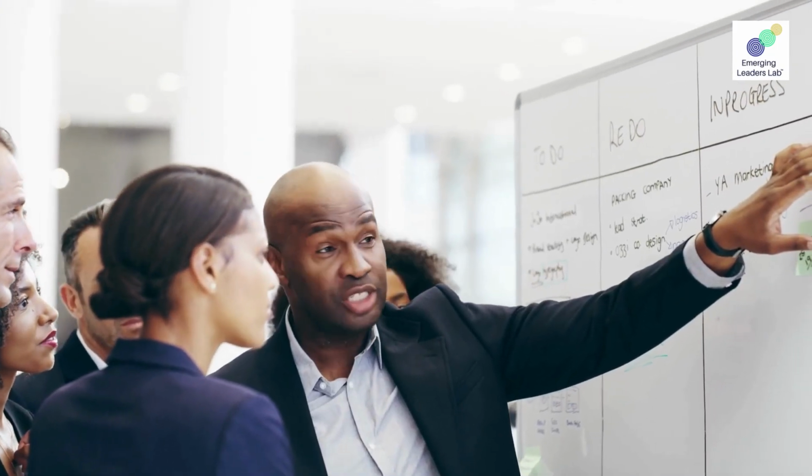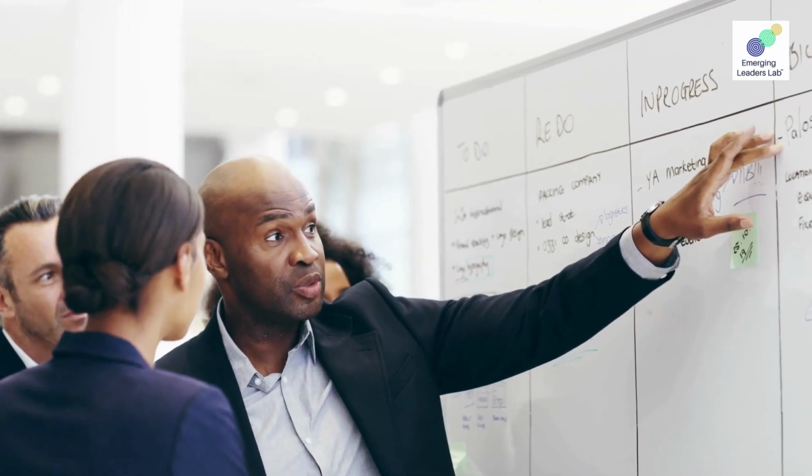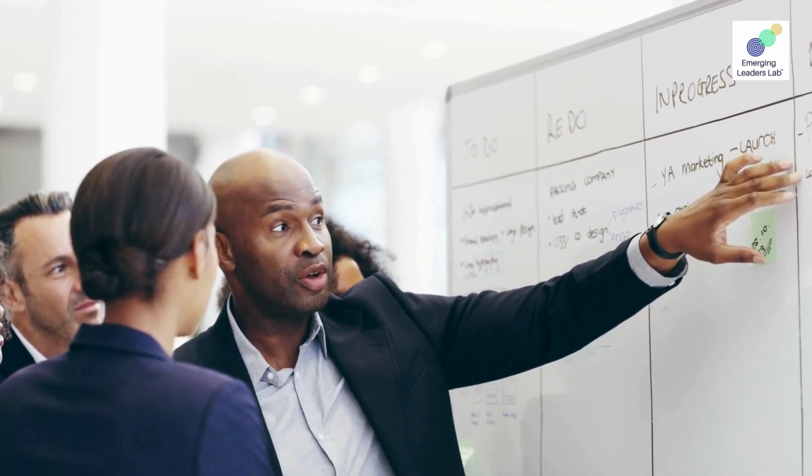Fiedler's contingency theory argues that the most effective leaders are the ones who can change their style based on the situation they are in. For example, if a leader is in a task-oriented situation, they will need to focus on providing direction and guidance to their team. However, if they are in a relationship-oriented situation, they will need to prioritize building strong relationships with their team members to create a supportive environment.